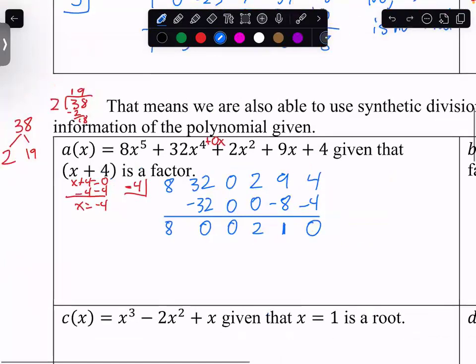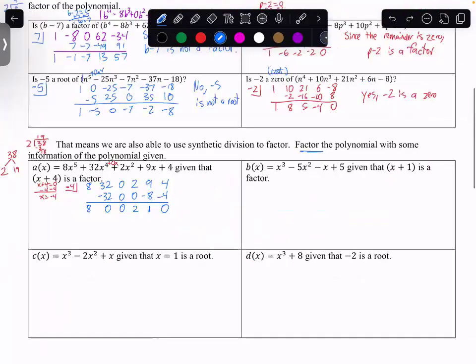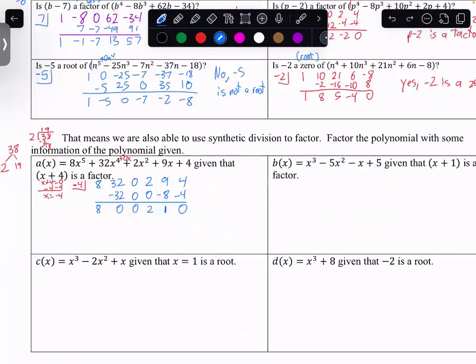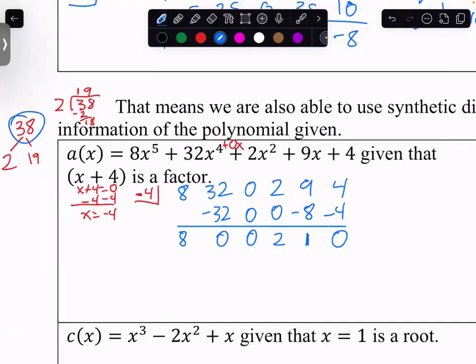Okay, but let's make sure we follow the instructions for this section, right? So the instructions here are to factor. Okay, so again, if I ask you to factor 38, the answer is not just 19, it's 2 times 19. Factor means rewrite as multiplication.